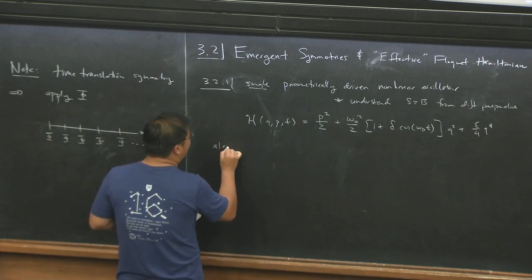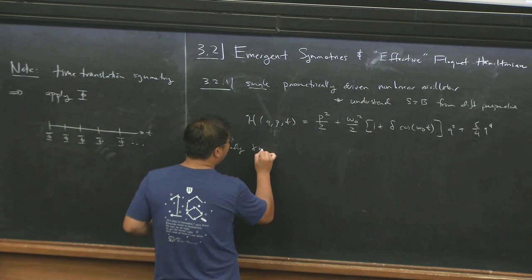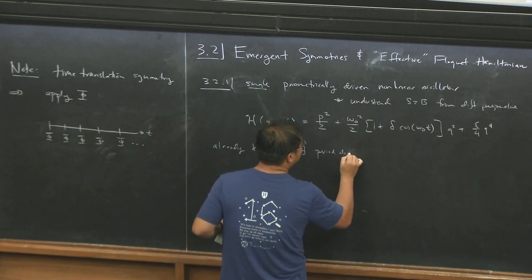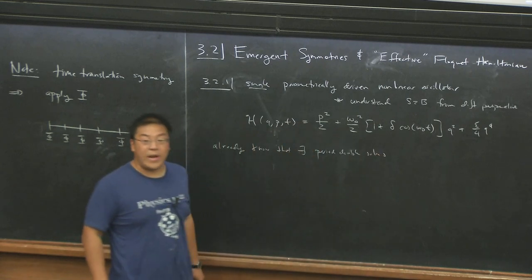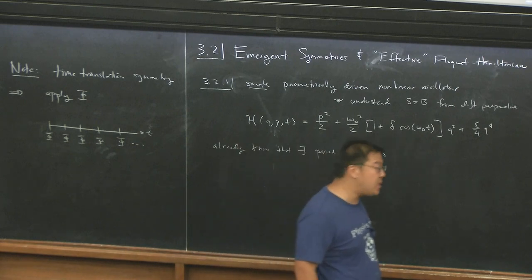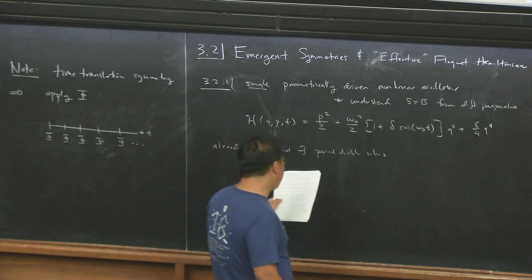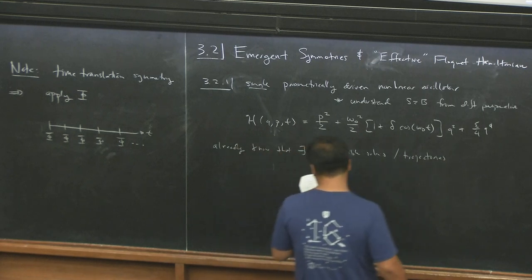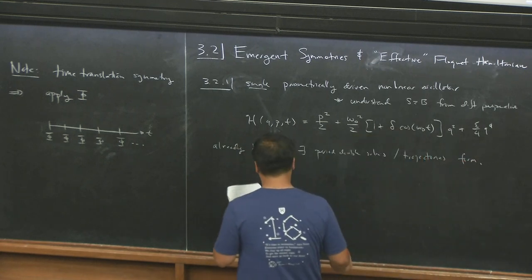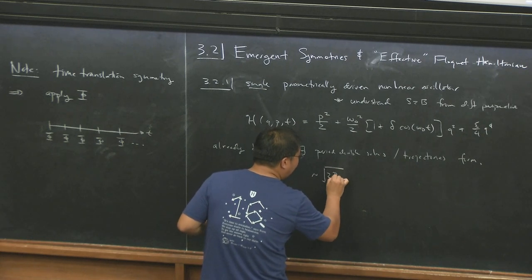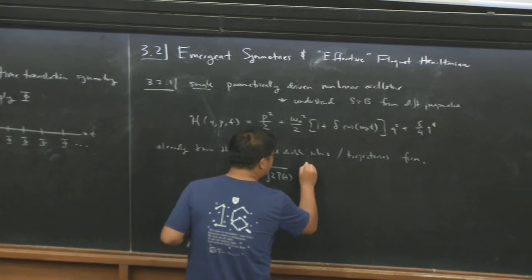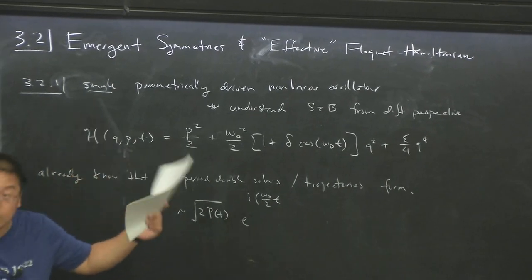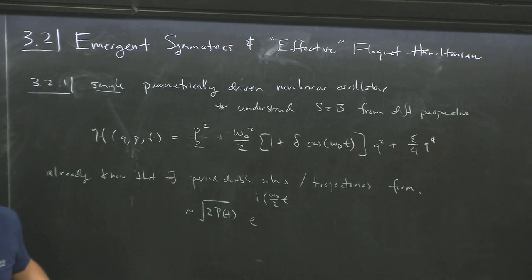So, from the Faraday wave discussion, you already know that there exist period doubled solutions. Whenever the driving frequency is somewhat close to 2 times the natural frequency, there exist period doubled solutions, or trajectories of my equations of motion, that take the form square root of 2 capital P of t, e to the I omega d over 2 t. Here's the period doubled subharmonic. In general there are other subharmonics, but I'm focusing on period doubling because it's the easiest thing to draw and the easiest thing to write down.